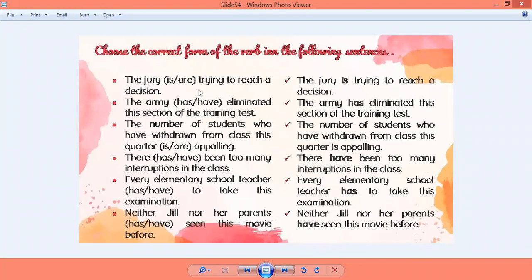Okay. The jury dash trying to reach a decision. Like the jury in itself is a collective word. और जब भी collective word या फिर collective noun होता है, it is always going to be followed by what? A singular verb. And hence jury के पीछे क्या use होगा? Is. R नहीं आएगा. Right? A jury is trying to reach a decision. I hope this is clear.